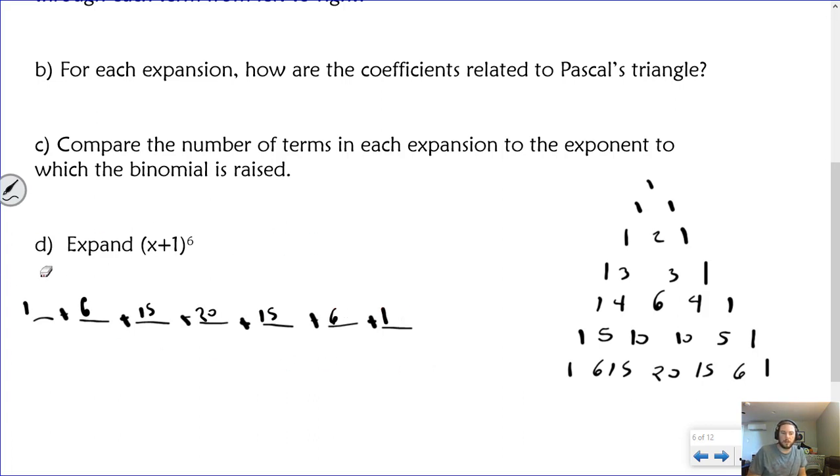And we know the power of x is going to start at 6 and go down by 1. So it's 1x to the 6, 6x to the 5, 15x to the 4, 20x cubed, 15x squared, 6x plus 1. And that is the expansion of x plus 1 to the power 6.